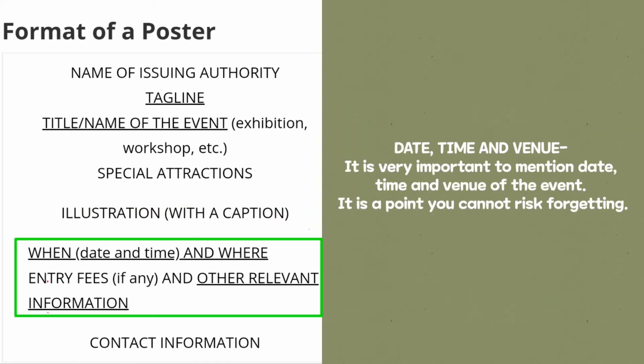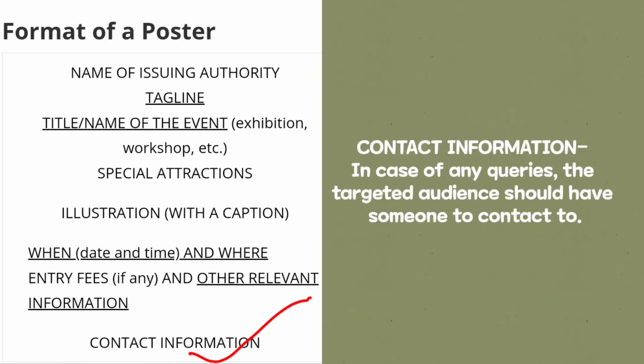Then you have to mention when and where, what is the entry fees and other relevant information. This is very important because this way the audience knows where to go, when to go, and what other formalities will be required to be fulfilled. The last thing that is required is the contact information of the person issuing the poster. This is in case of any queries, the targeted audience should have someone to contact.